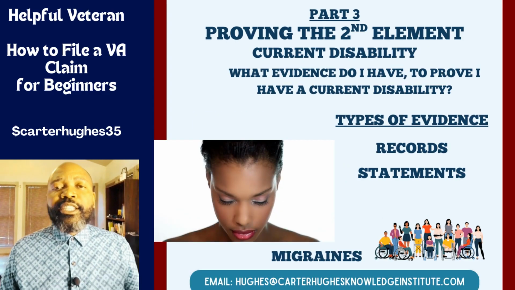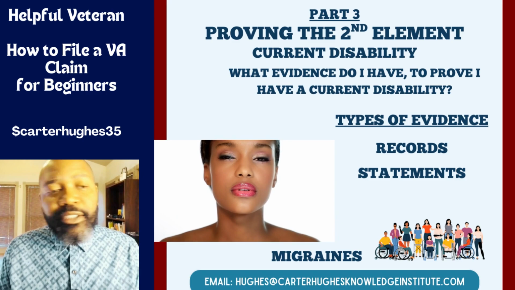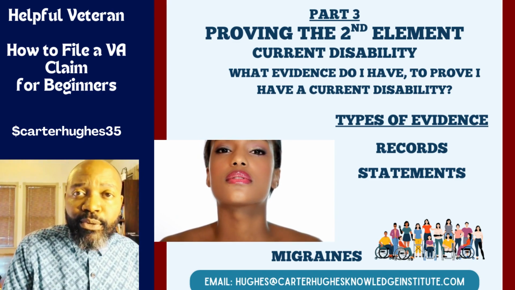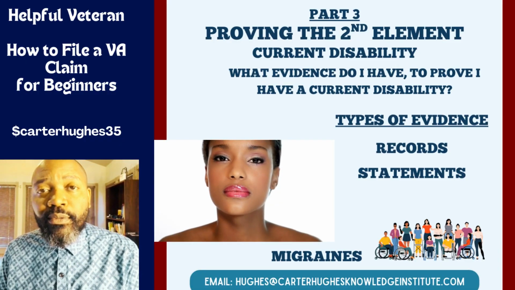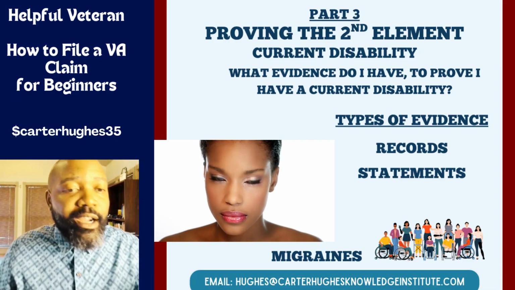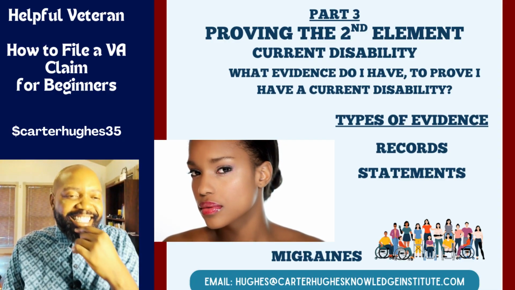And remember, there's only 2 types of evidence. Only 2 types of evidence, either records or statements, right? Do you have records to prove it? Or do you have statements to prove it? Or do you have both, right? Hey, we don't mind both. Do them both, right? Radio style, both. You know what I mean?